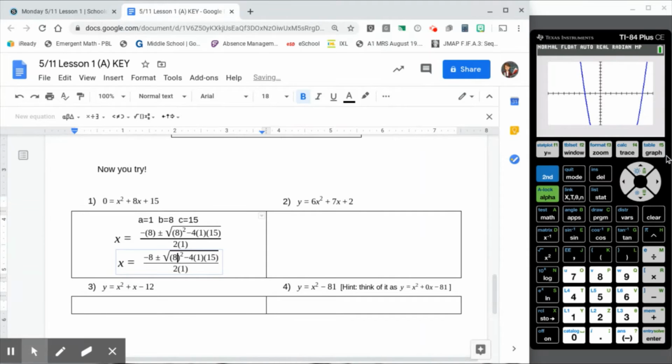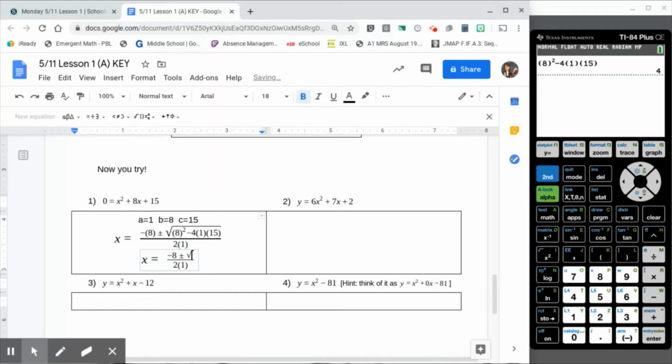Now remember, we are going to type in everything underneath the square root, or sometimes we call that square root a radical. So do not type in the radical or the square root into your calculator, just everything that's underneath it. So we have 8 squared. I'm always using those parentheses. It eliminates any silly little mistakes that you might make. We get 4. So I'm going to erase what's underneath the square root and replace it with the 4. And then we've got 2 times 1, which is just 2.